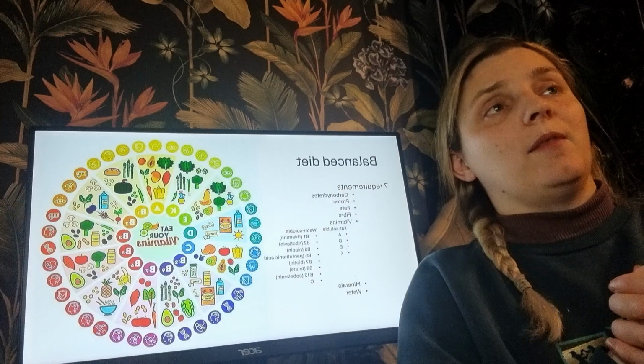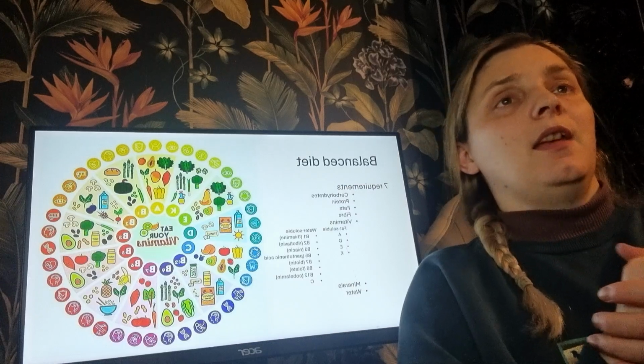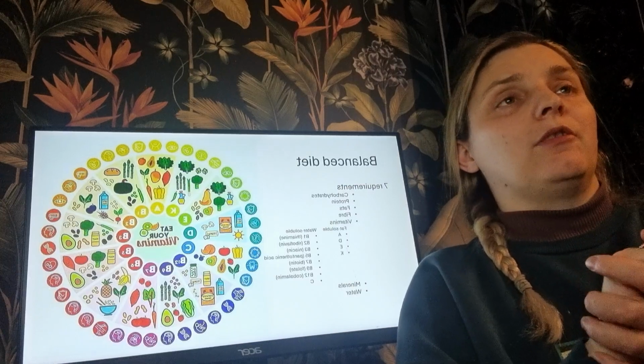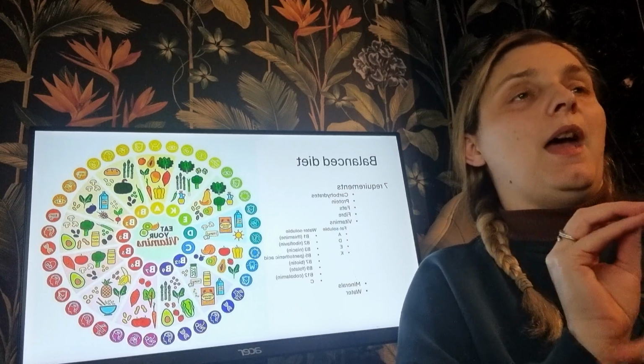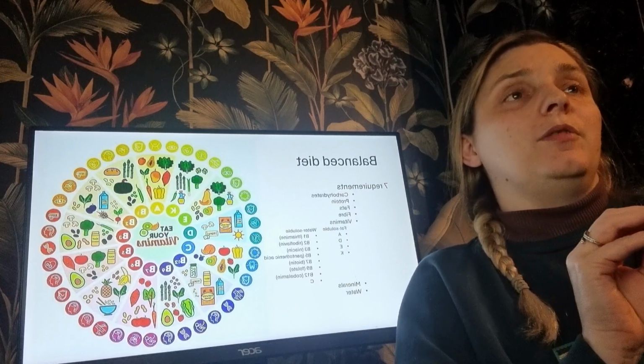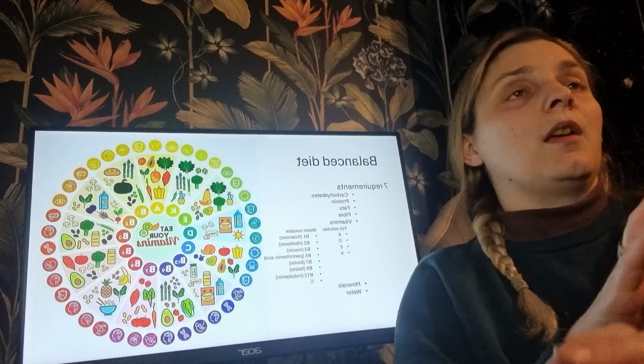There are 7 requirements for a healthy and balanced diet. This will provide the body with all the macronutrients and micronutrients to promote growth and repair of the body and support the immune system to prevent illness.